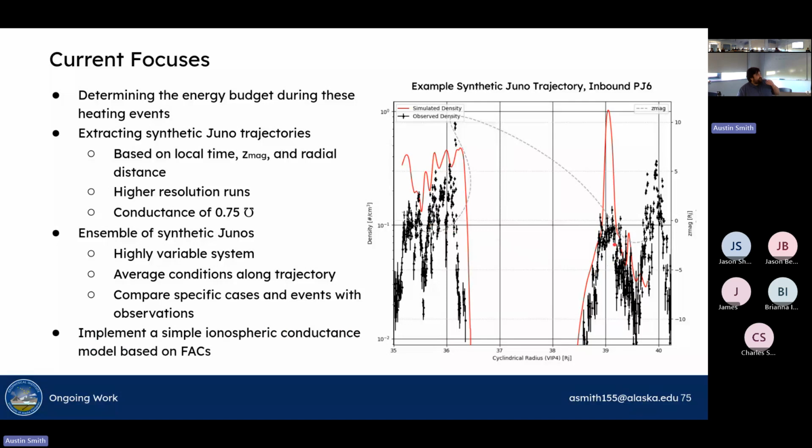Another thing I would like to do is implement a simple ionospheric conductance model for Jupiter. That way we get some kind of two-way feedback between the ionosphere and the magnetosphere, and get something more realistic, because Jupiter does not have a constant conducting ionosphere. There's lots of dynamics going on in there.